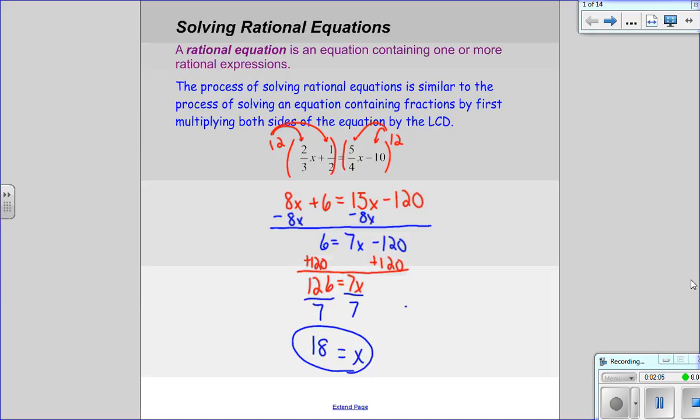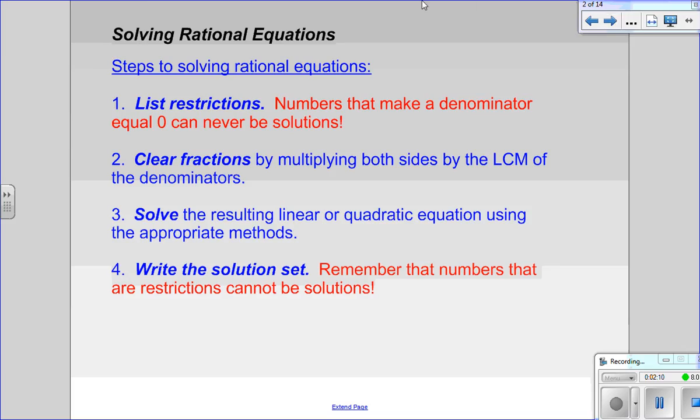Let's apply this now to our rational equations, but let's first review our steps. To solve rational equations, the first thing you need to do is to list all of your restrictions. Numbers that make a denominator equal 0 can never be solutions, so we'll want to make sure that we do that. And remember, we talked about restrictions in lesson 1 of this unit. Then we clear the fractions, we solve the equation that results from it, and then we write our solution sets, but always checking to make sure that we didn't have an answer that's a restriction. So let's do 2 examples.